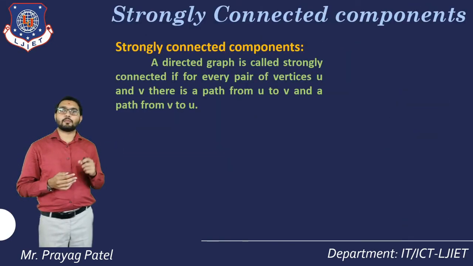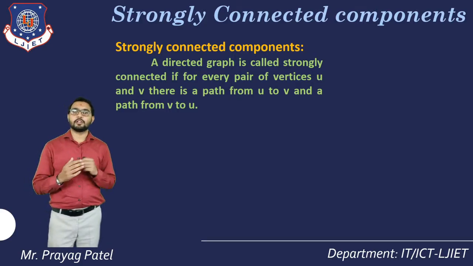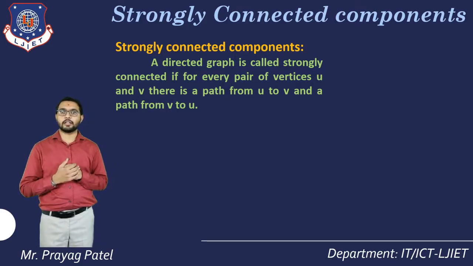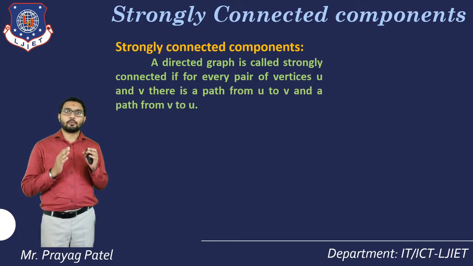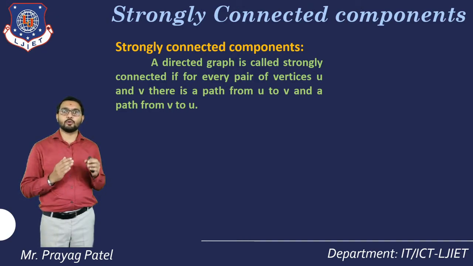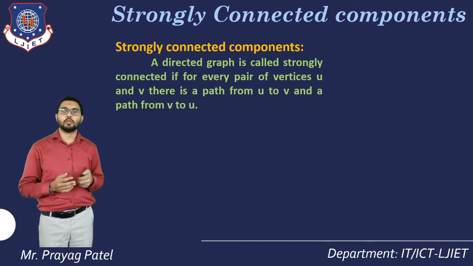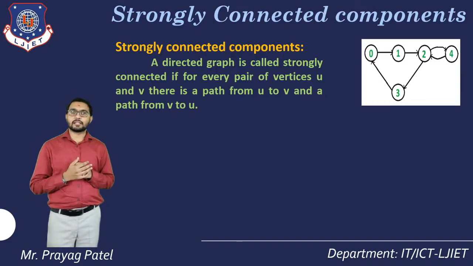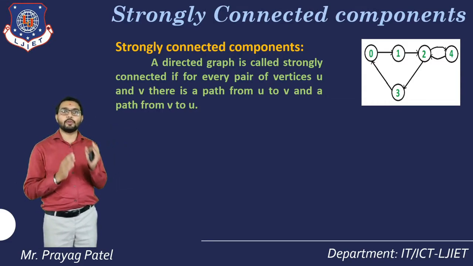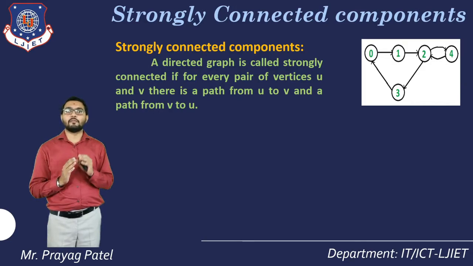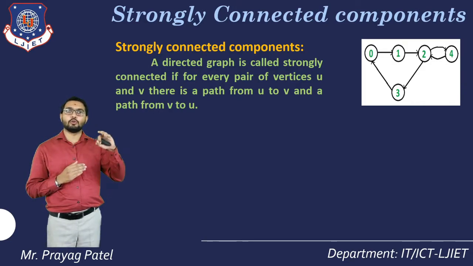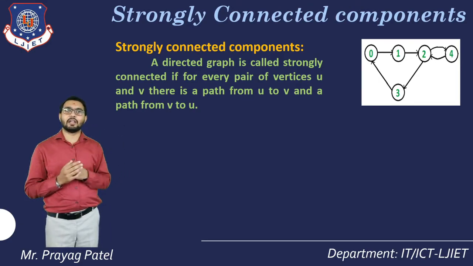So here consider the next topic as strongly connected components. Now what are strongly connected components? A directed graph is called strongly connected if for every pair of vertices u and v there is a path from u to v and a path from v to u. So in this figure, for example, there is a path from u to v and also a path available from v to u. Means from 0 to 1, then 1 to 2, then 2 to 3, then 3 to 0. From 0 to 0, one cycle is available. So consider this as one strongly connected component.